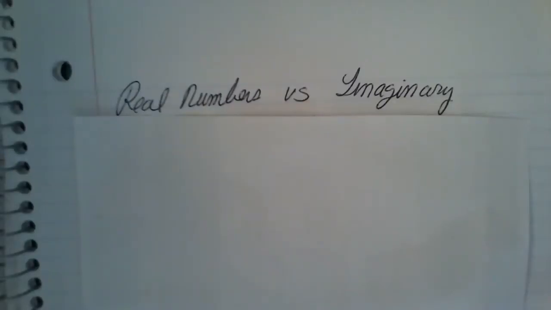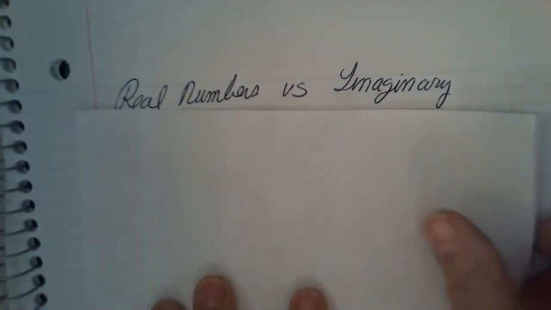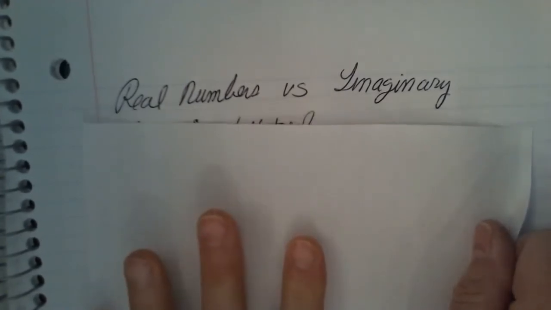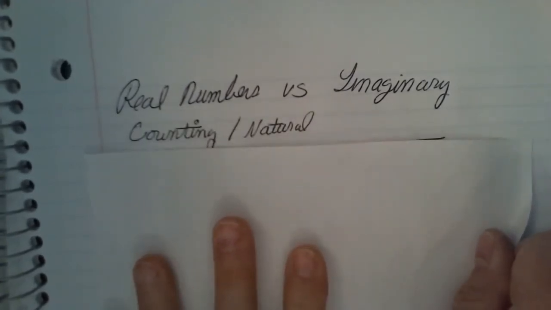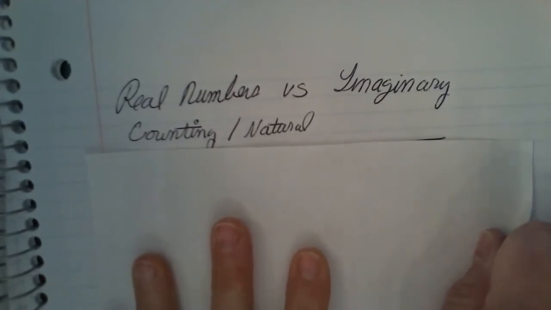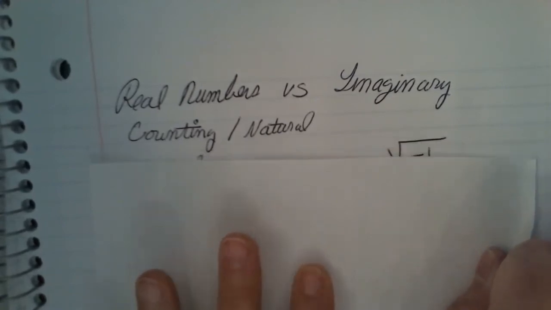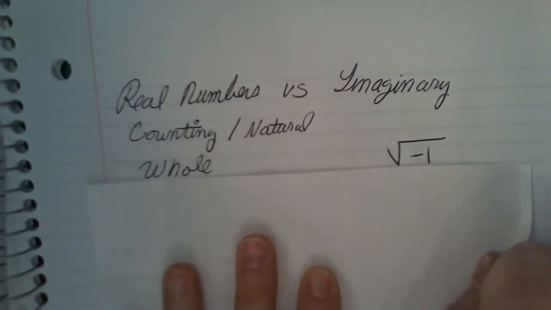Hello students, in this video I'm going to discuss real numbers versus imaginary numbers. Real numbers are numbers that we've talked about before, such as counting numbers, which are like 1, 2, 3. They're also called natural numbers. Then we also include the whole numbers as part of the real number set. Whole numbers are all the natural numbers, including 0.